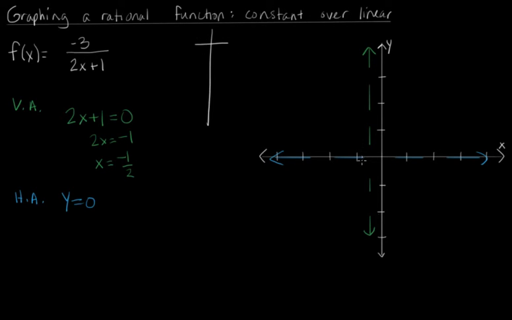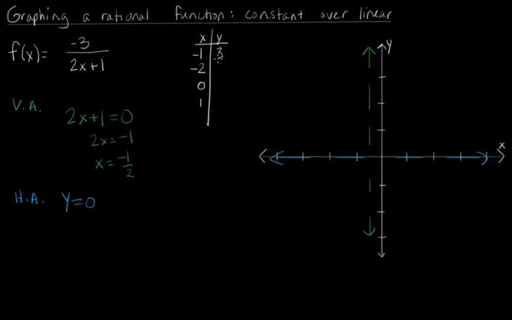So I'm going to look at what happens when x is -1 and what happens when x is -2. And then we need to look at what happens when x is 0 and let's try 1. So when we look at our y values, -3 over 2 times -1 is -2, plus 1 is -1. So it's going to be -3 over -1.